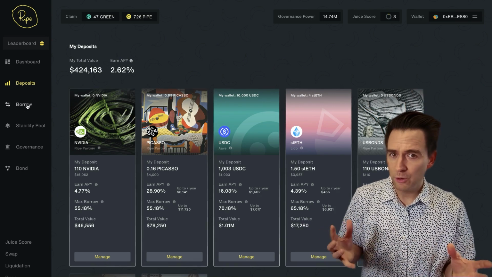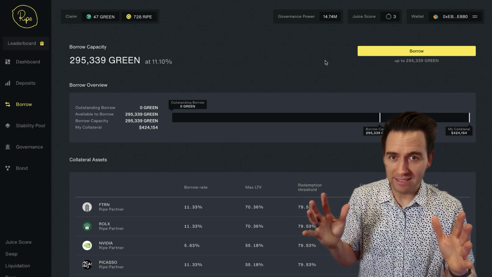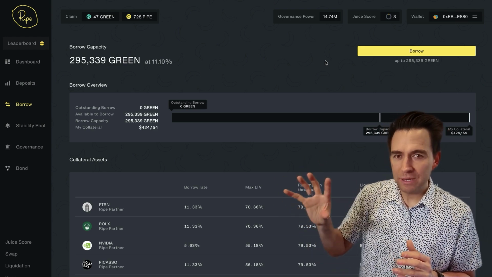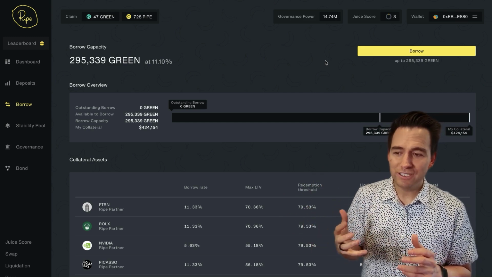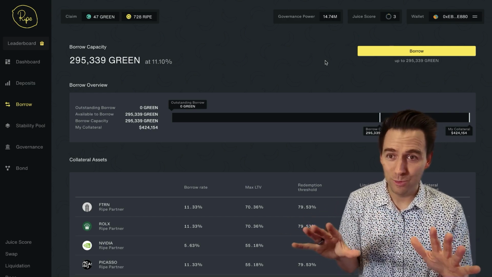So with Ripe Protocol, you can get a single loan that's backed by all of your collateral assets. Many other CDP-based protocols require you to manage a different loan per collateral asset, and let's just be honest, that's a terrible user experience.